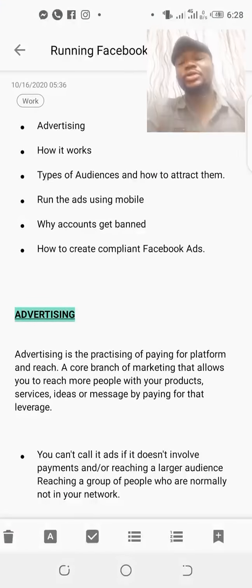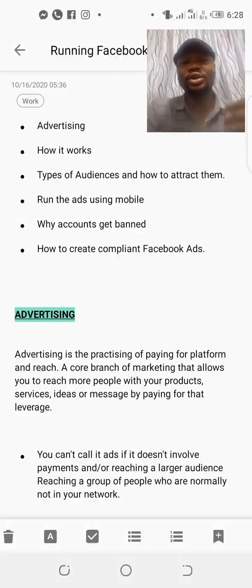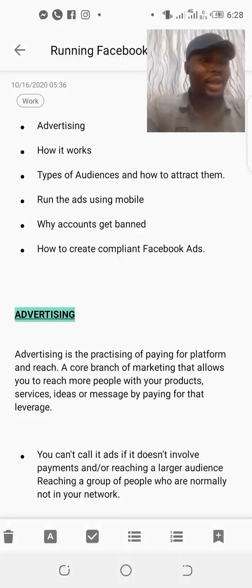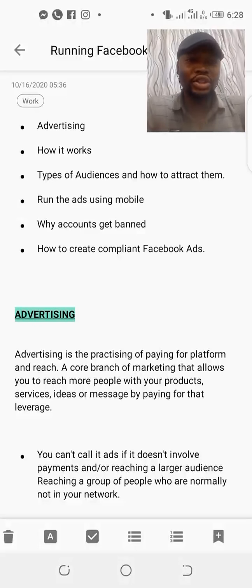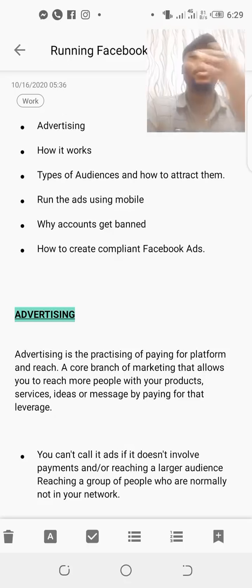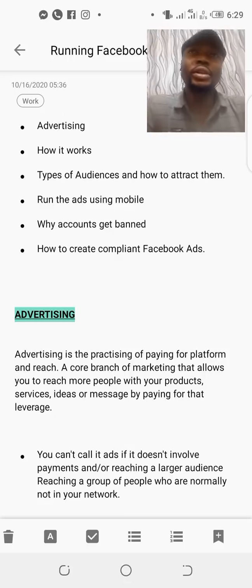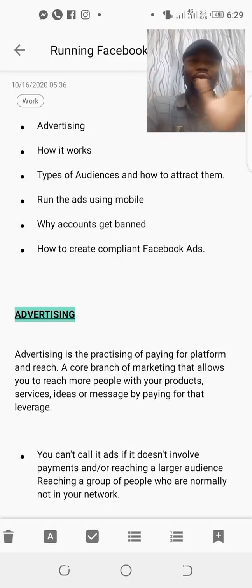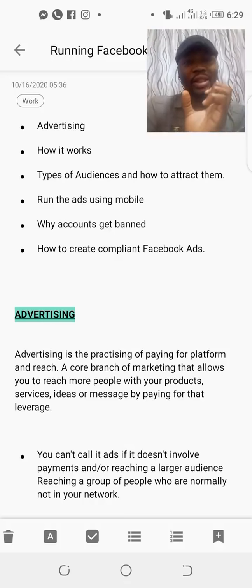Welcome to this tutorial that teaches you how you can start running profitable ads with your mobile device. And the interesting thing about this is that you will be able to save yourself a lot of money instead of just boosting your post directly from Facebook or from Instagram. And also you'll be having your ads running in one place. So your Facebook ads and your Instagram ads can now run together in one place.